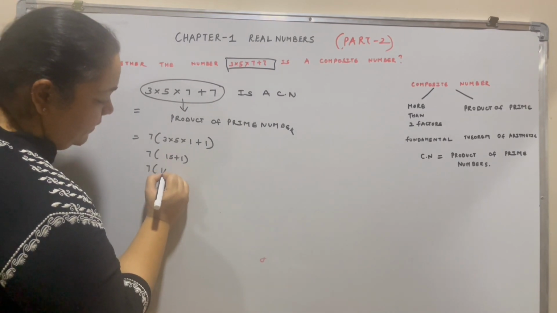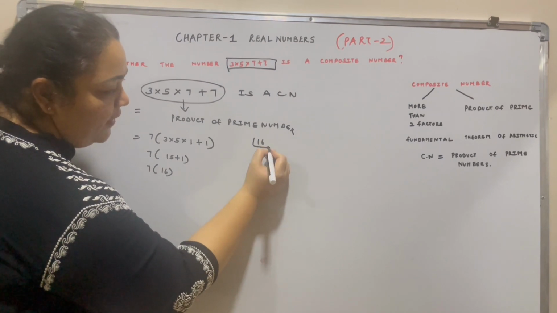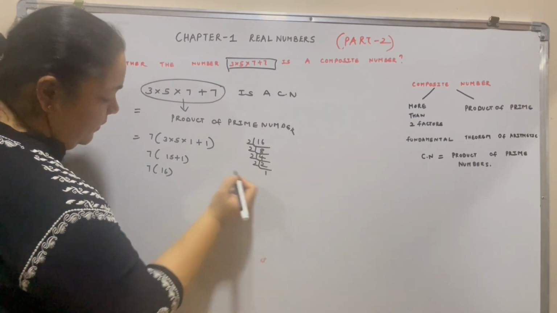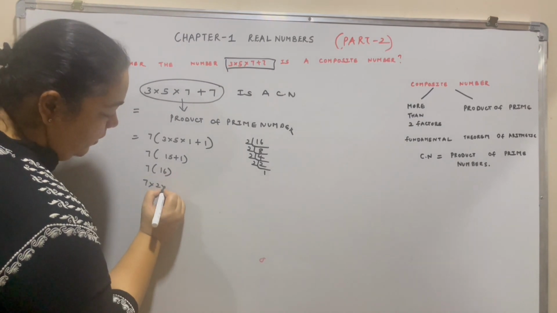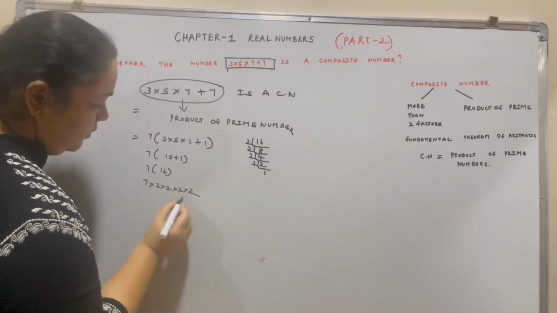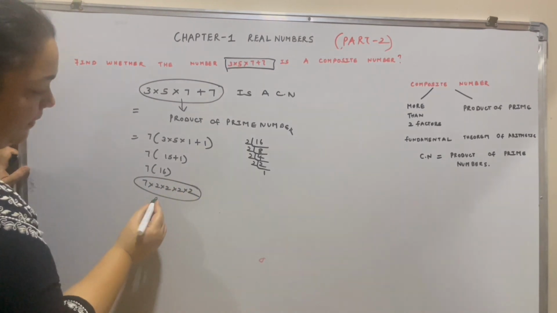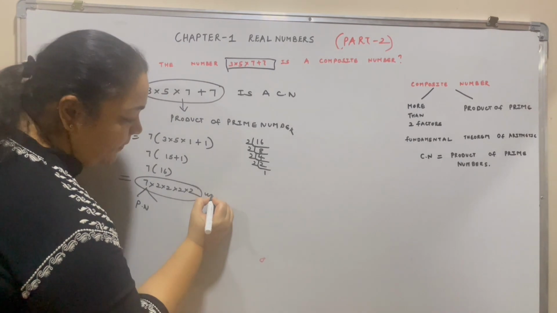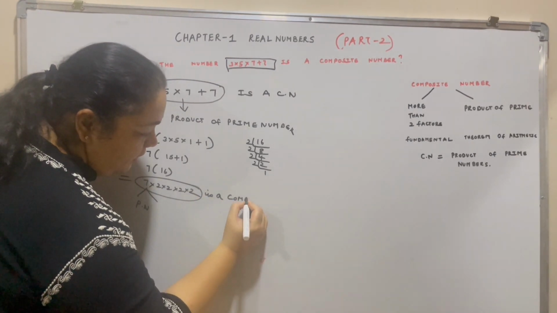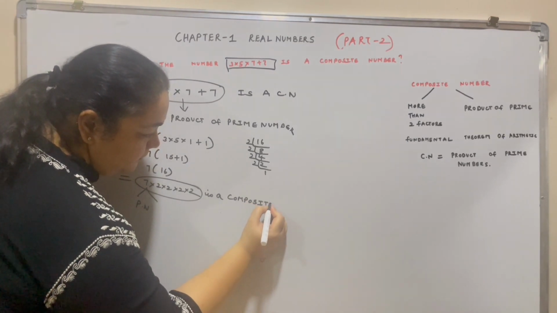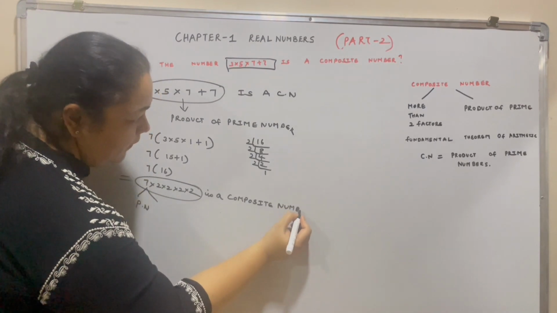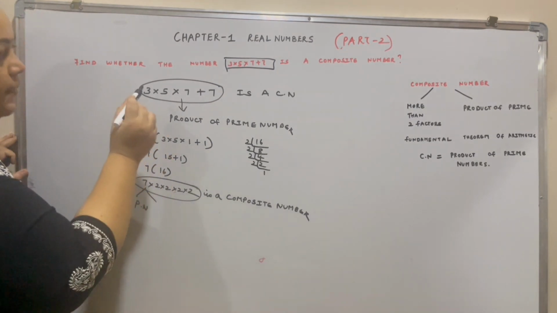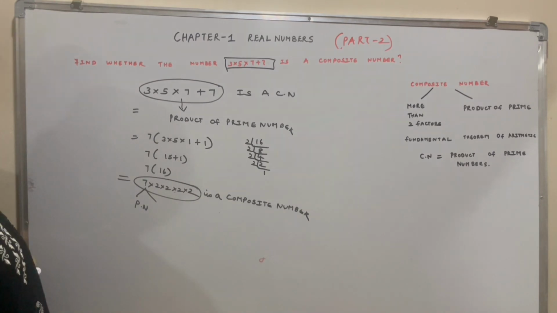So 7 into 16. Now 16 we can write by prime factorization: 2 8s are 16, 2 4s are 8, 2 2s are 4, 2 1s are 2. So we can write this as 7 into 2 into 2 into 2 into 2. So all of these are product of primes. All these are prime numbers, right? So we can say that this is a composite number because it is a product of primes. So this number is a composite number. We can prove it.